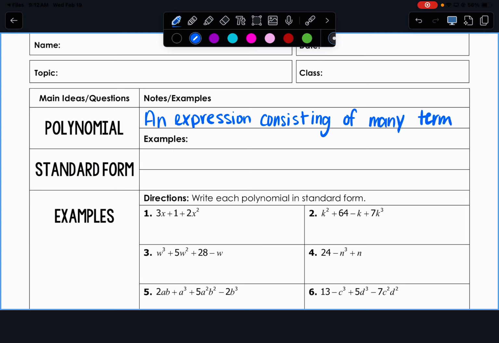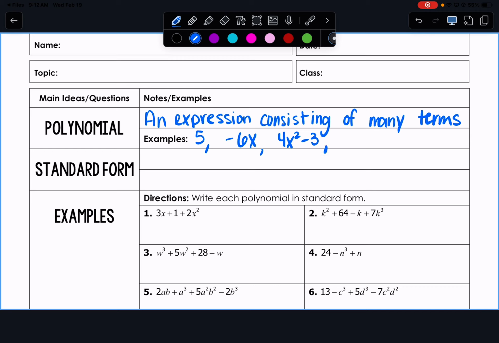Now, typically when we refer to polynomials, we do refer to stuff that has a bunch of terms in it. But when we're talking about polynomials, we can also talk about things that don't have many terms in it. So, 5 is considered a polynomial. Negative 6x is considered a polynomial. 4x squared minus 3 is considered a polynomial.